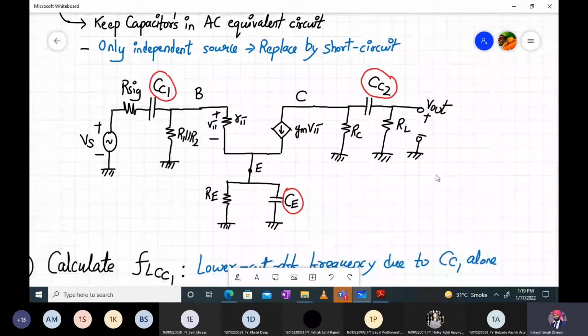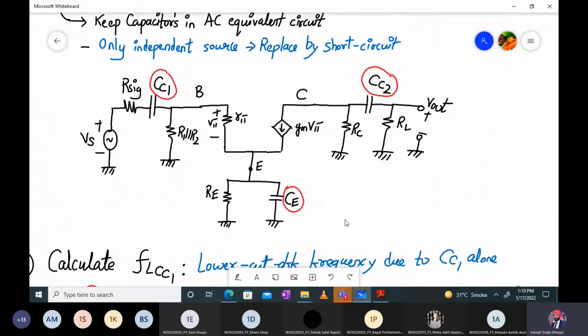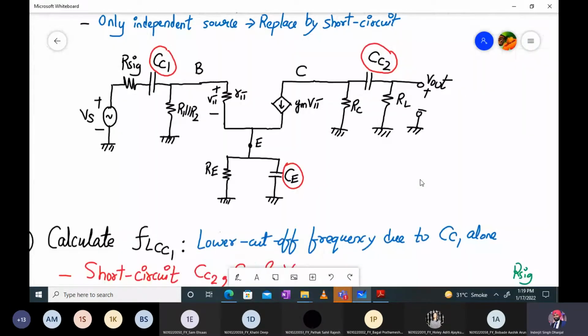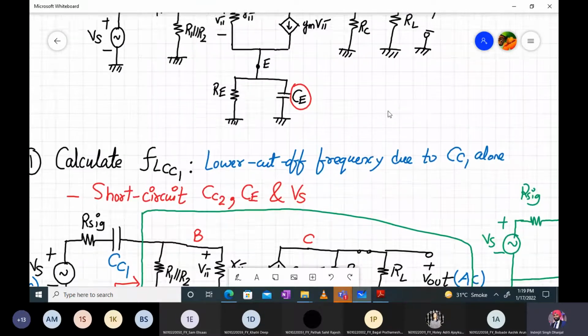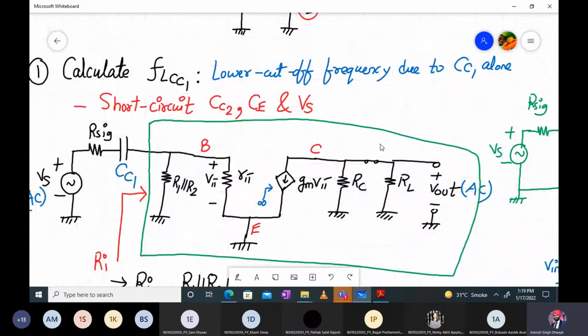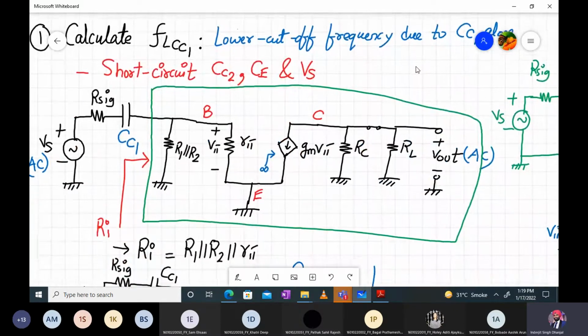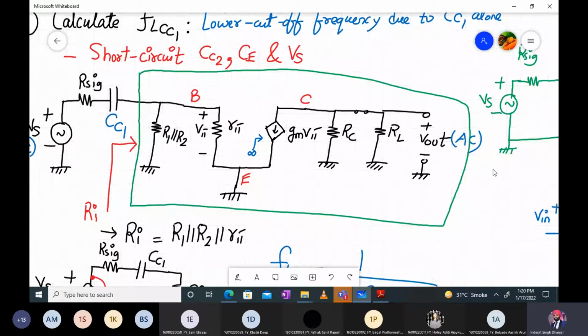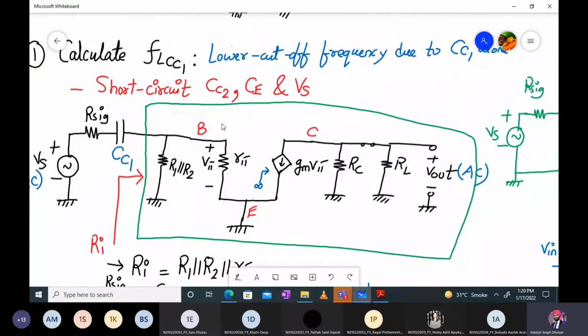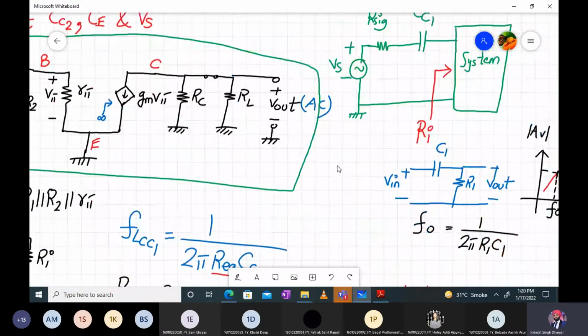So we have come up with this low frequency equivalent AC model over here, in which the capacitors CC1, CC2, and CE are present in the circuit. If you short circuit them, then it becomes the midband small signal model. In the last lecture, we started with the calculation of FL of CC1. For calculating FL of CC1, we have to short circuit the remaining capacitors and the AC source VS. That's the technique we have to follow, and we did this last time.